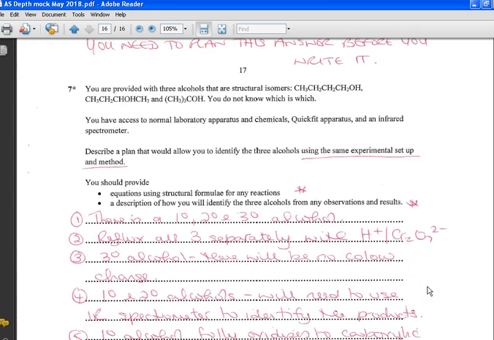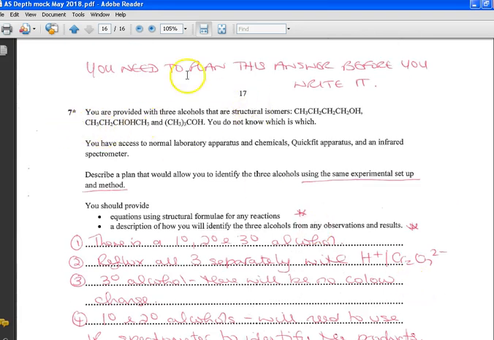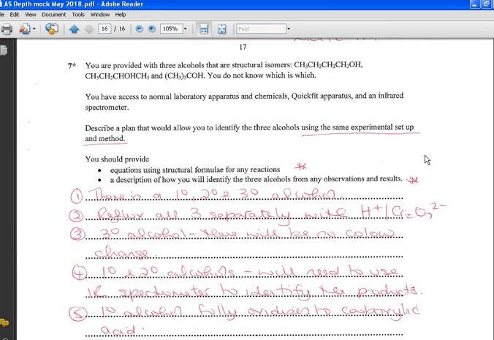And then this is the final question, which is another starred question, and I've set up here, you need to plan this before you write it. Scribble down a plan on the back of the exam paper or something, so that you don't start getting muddled up with what you've written, you know, and the order that you've written it. Very important that you follow the instructions, okay?